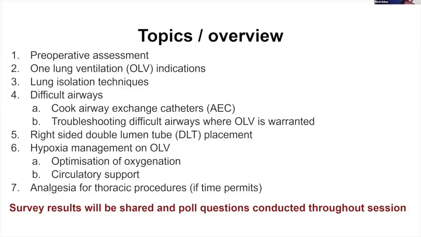The right-sided DLT tube placement will be built in part into the virtual bronchoscopy component of this talk, and there will be some very useful tips shared by Peter Slinger as well when it comes to right-sided tube placement. Hypoxia management, once again, we'll talk about optimization of oxygen, circulatory support, and just a reminder, there are QR codes built into the presentation. So every time a piece of literature is discussed, one can always scan the QR code to access the study in a bit more detail.